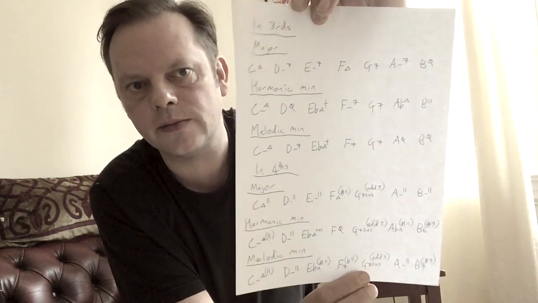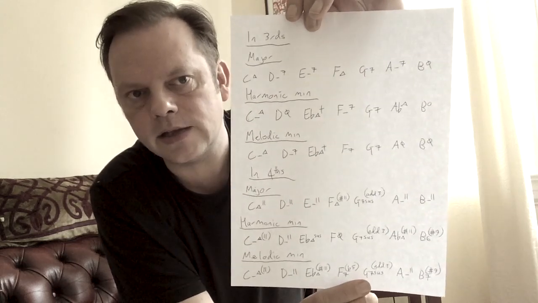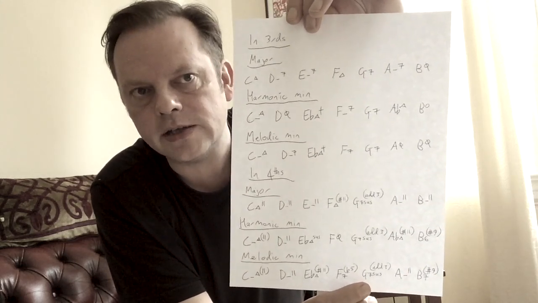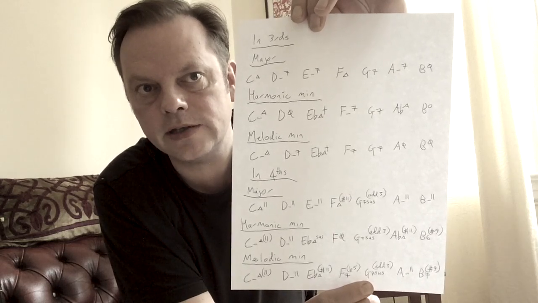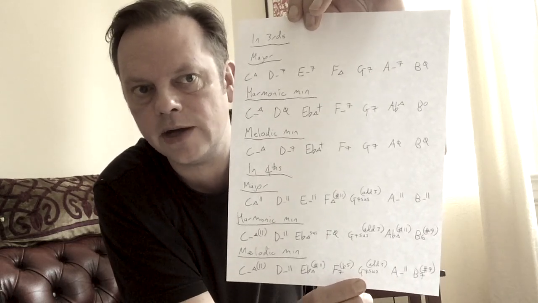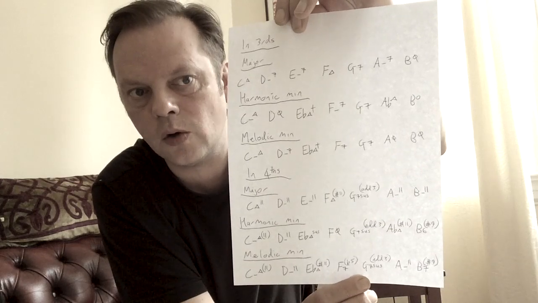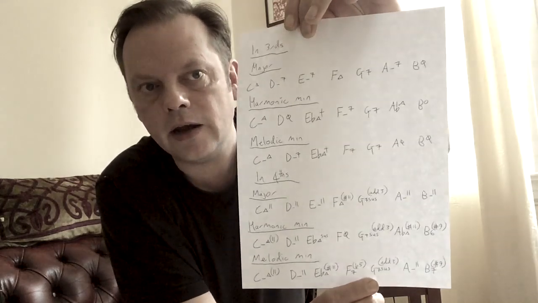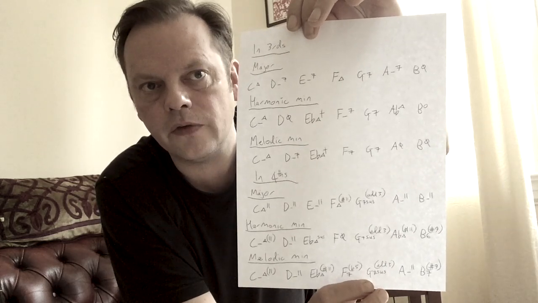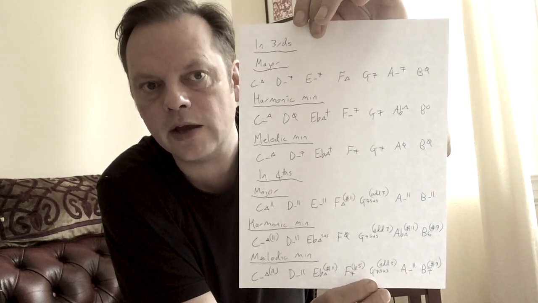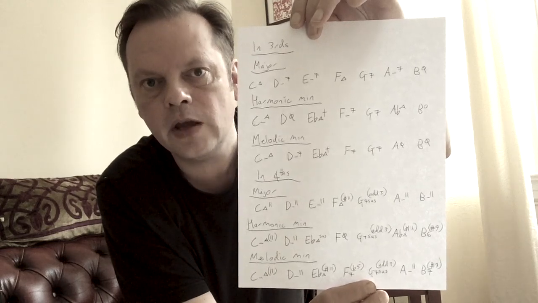Okay, to give it the homemade touch, here's my sheet of notes. Hopefully you can see that okay. But you can see here that just from harmonizing these scales in both thirds and fourths, we've generated an incredible amount of different chord types. And we now come to the section of the video where we actually think about this equation.